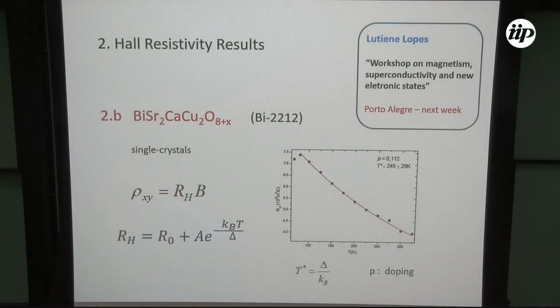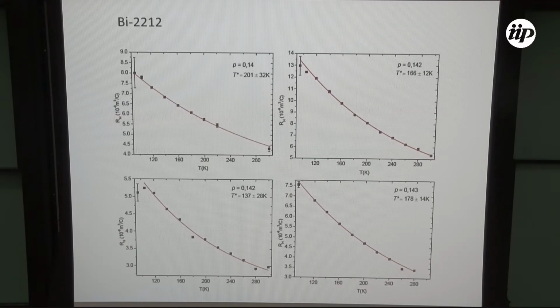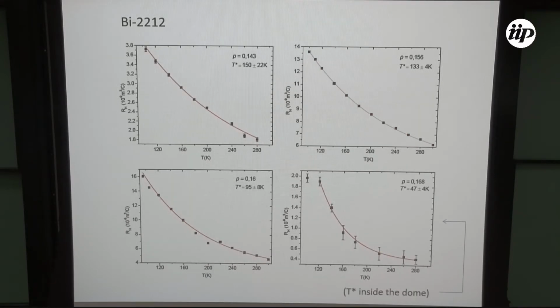The results by Luciani Lopes are on the bismuth 2212 system. She grew around 15 crystals with different doping levels, different oxygen concentrations. Some of them are above the optimum value. The majority are underdoped, and those results will be discussed in detail in the workshop organized in Porto Alegre next week. Here are examples of the fitting for different doping concentrations, doping levels. And this is a point which is already inside the superconducting dome.